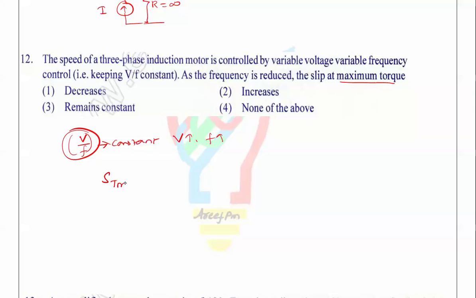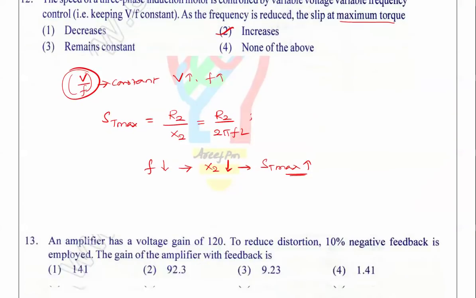Slip at maximum torque is rotor resistance divided by rotor reactance, that is R2 divided by 2 pi F L. Here the frequency is reduced. As the frequency reduces, what about this X2, does it increase or decrease? It decreases. Once it decreases, the slip at maximum torque automatically increases. So the slip is going to increase, and option 2 is the right answer.